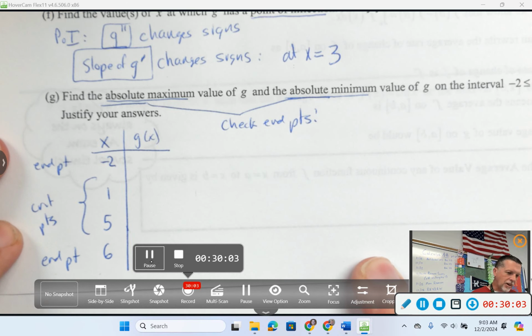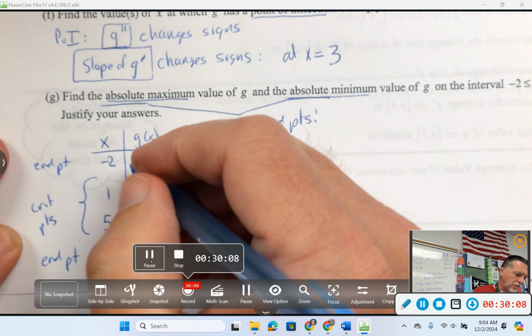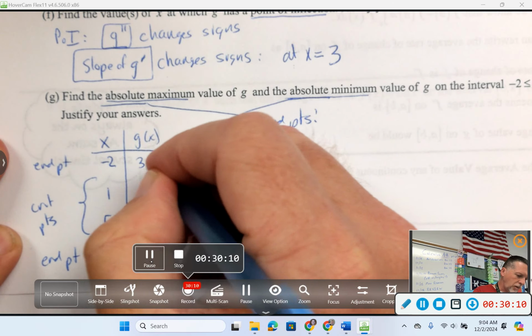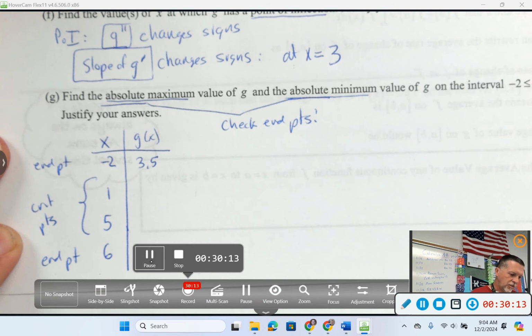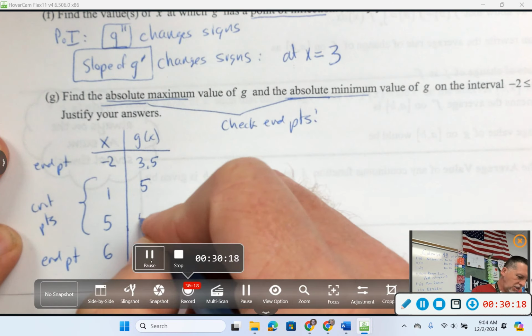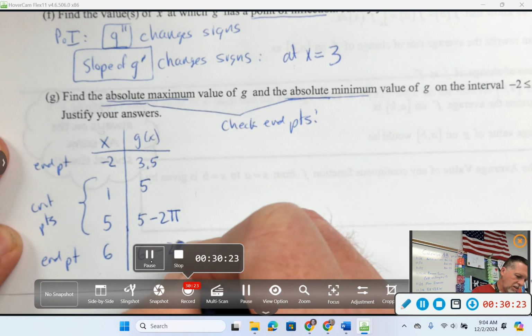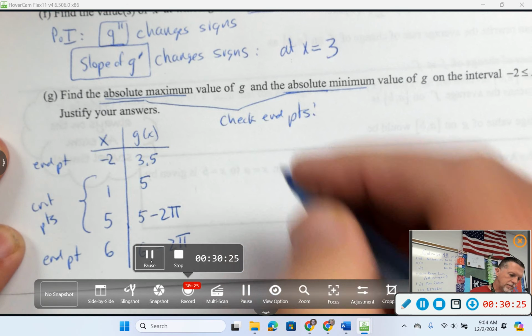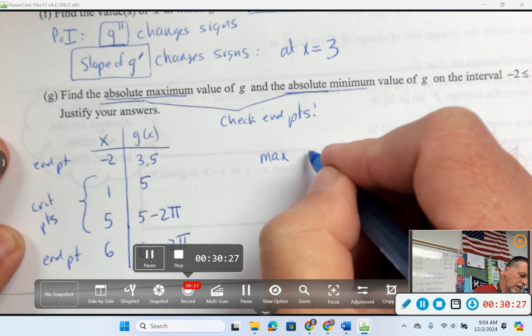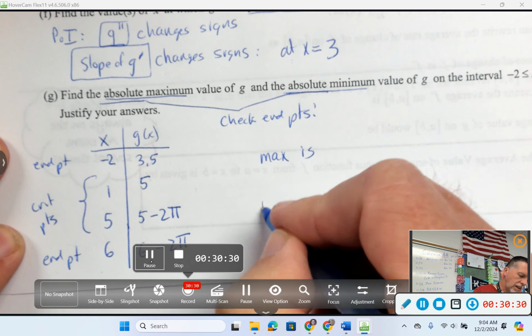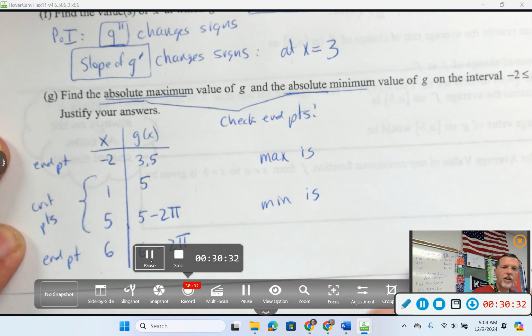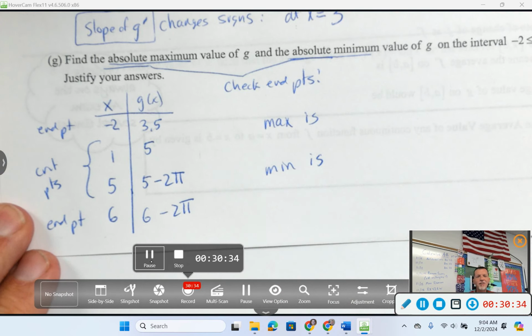And I think we already have a bunch of these values. I'm looking back up. We found g of negative 2. That was 3.5. G of 1 they just gave to us. That's 5. G of 5 we found. And g of 6 we found. Okay, I guess now the trick is 5 minus 2 pi and 6 minus 2 pi.